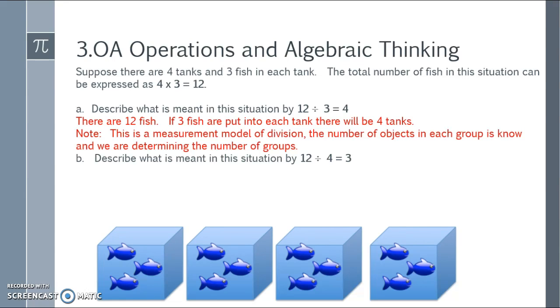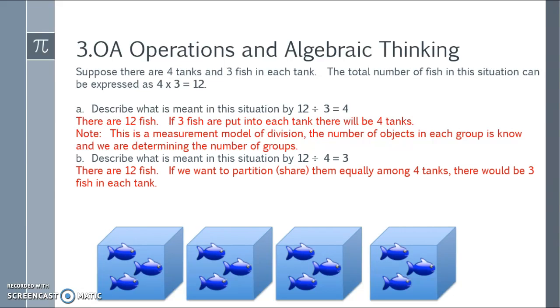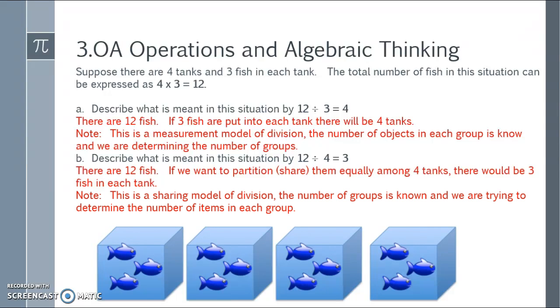Describe what is meant in the situation 12 divided by 4 is 3. There are 12 fish. If we want to partition or share them equally among 4 tanks, there would be 3 fish in each tank. This is a sharing model of division. The number of groups is known, and we are trying to determine the number of items in each group.